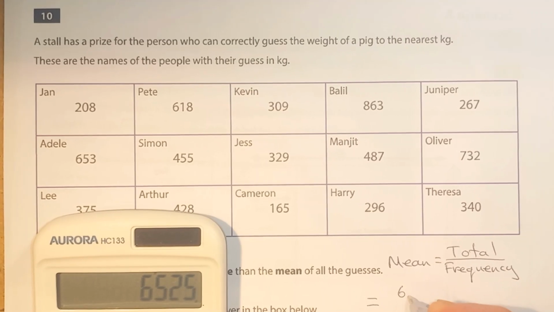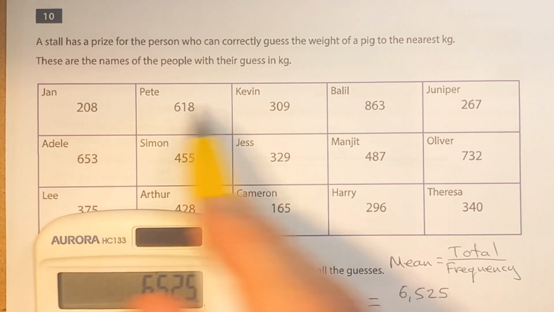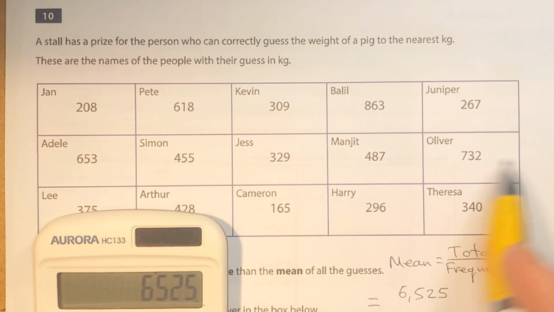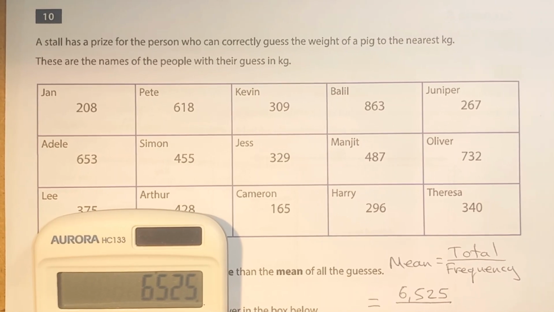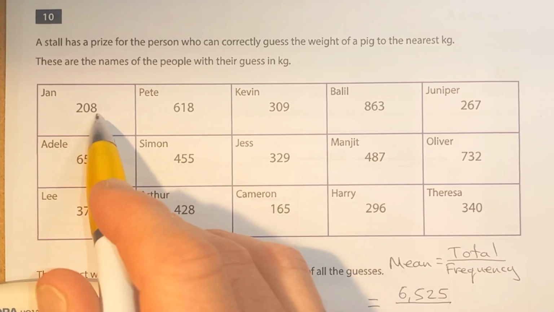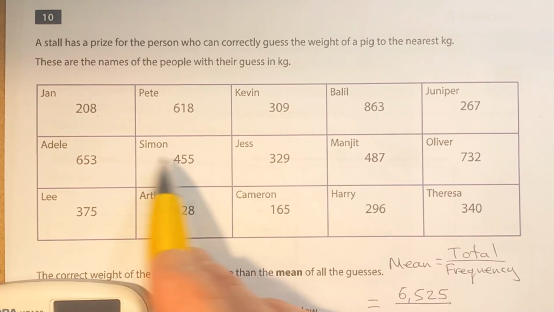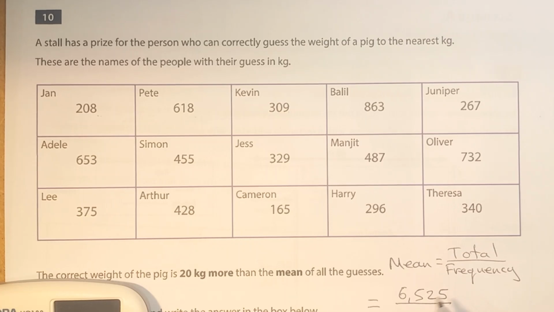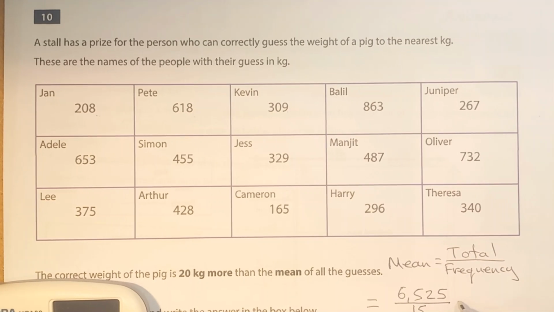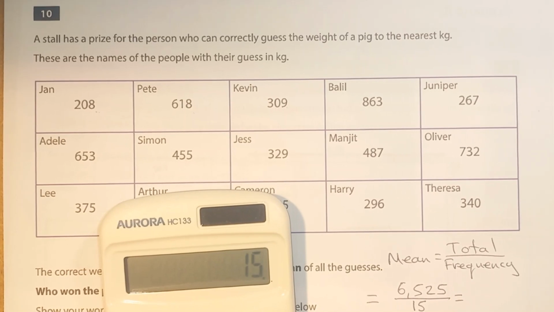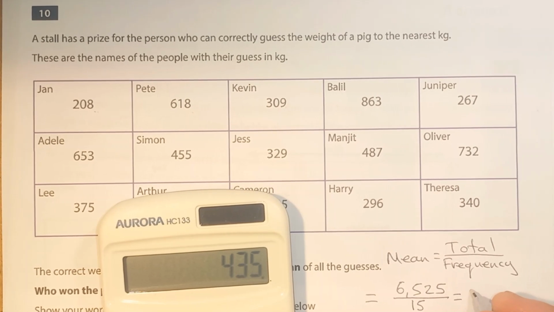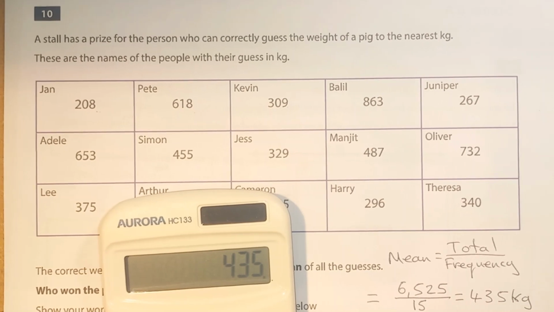Okay, what I would suggest in the exam is that you do that calculation more than once, or maybe you add up one row, then another row, then another, so you can check, because it's very easy to make a mistake there. And the frequency, we've got 1, 2, 3, 4, 5, 6, 7, 8, 9, 10, 11, 12, 13, 14, 15. Okay, so 6,525 divided by 15 gives us a mean of 435 kilograms.